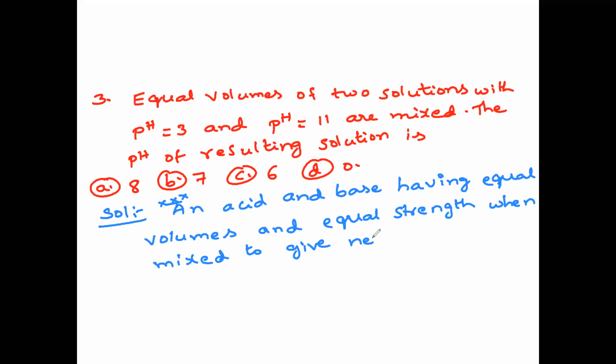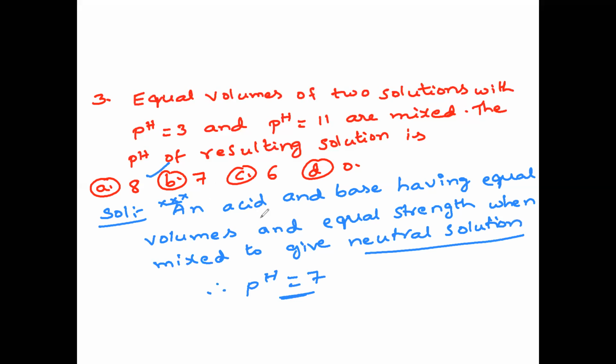To give a neutral solution, the answer could be the second option. The pH of a neutral solution is equal to 7. Therefore, pH is equal to 7. So the answer is the second option. Here, an acid and a base have equal volumes and equal strength. How can we say about strength? Because the pH of the acid is 3 and the pH of the base is 11, they are exactly equal strength. Solution 1 has pH equal to 3, solution 2 has pH equal to 11. How can we say strength?